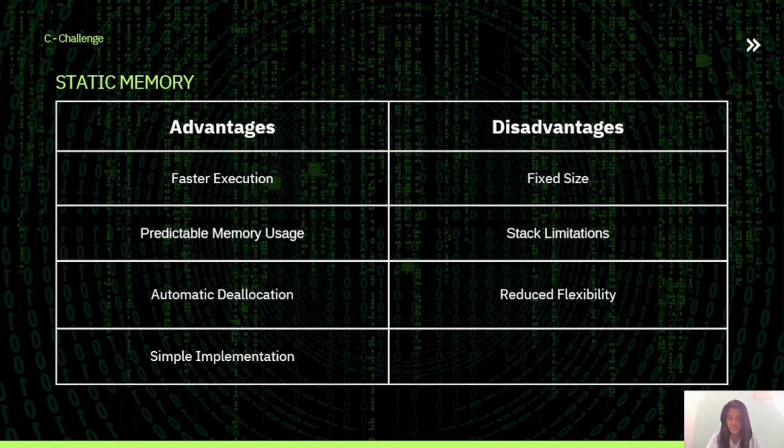Last, reduced flexibility. Static memory allocation lacks the ability to adapt to changing program requirements or dynamic data sizes at runtime. This makes it unsuitable for applications that need to handle variable amounts of data such as user input or real-time processing.